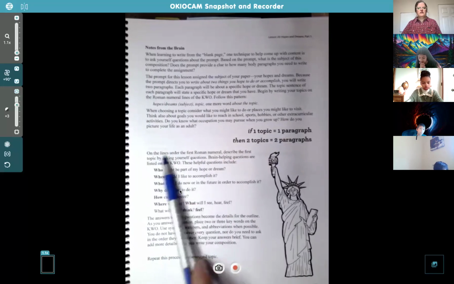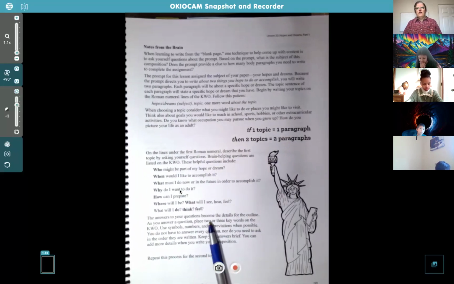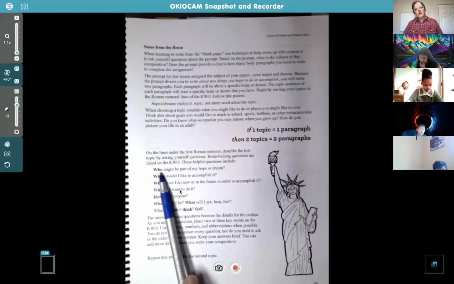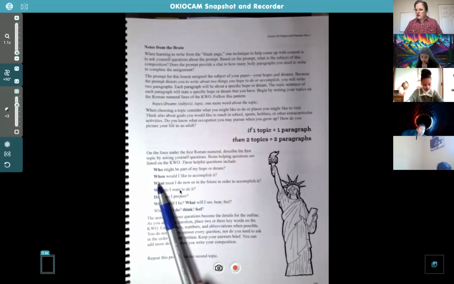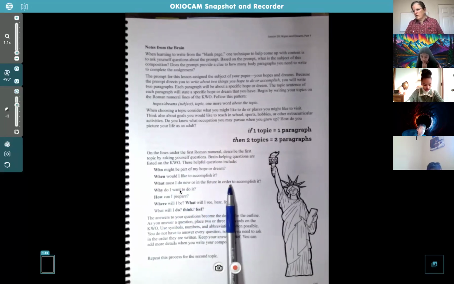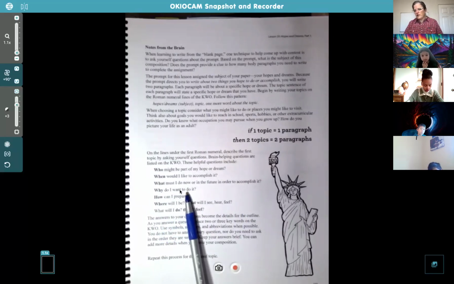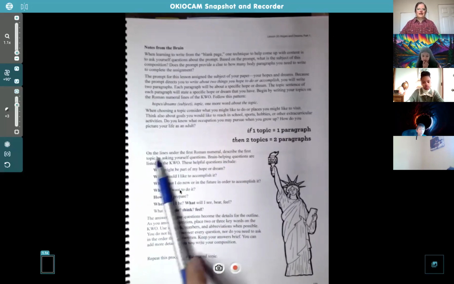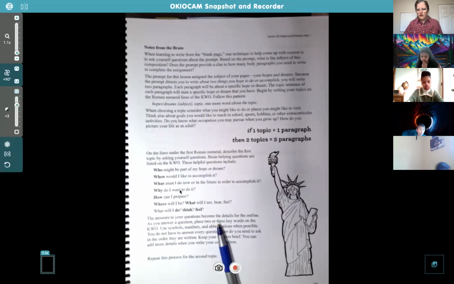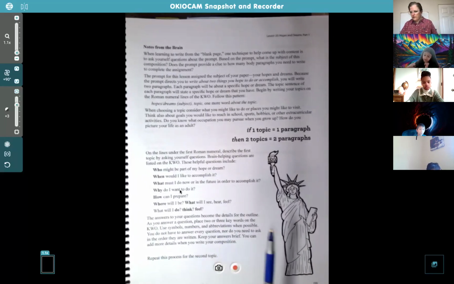And down here, this is the part where you're going to start thinking and coming up with some details to help you come up with the sentences you want to use in your paragraphs. So it says here, who might be part of my hope or dream? When would I like to accomplish it? What must I do now or in the future in order to accomplish it? Why do I want to do it? How can I prepare? Where will I be? What will I see, hear, and feel? What will I do, think, and feel? So these are questions. I want you to come back to this page when you're thinking about the details of your paragraphs. These questions are going to help you come up with those.